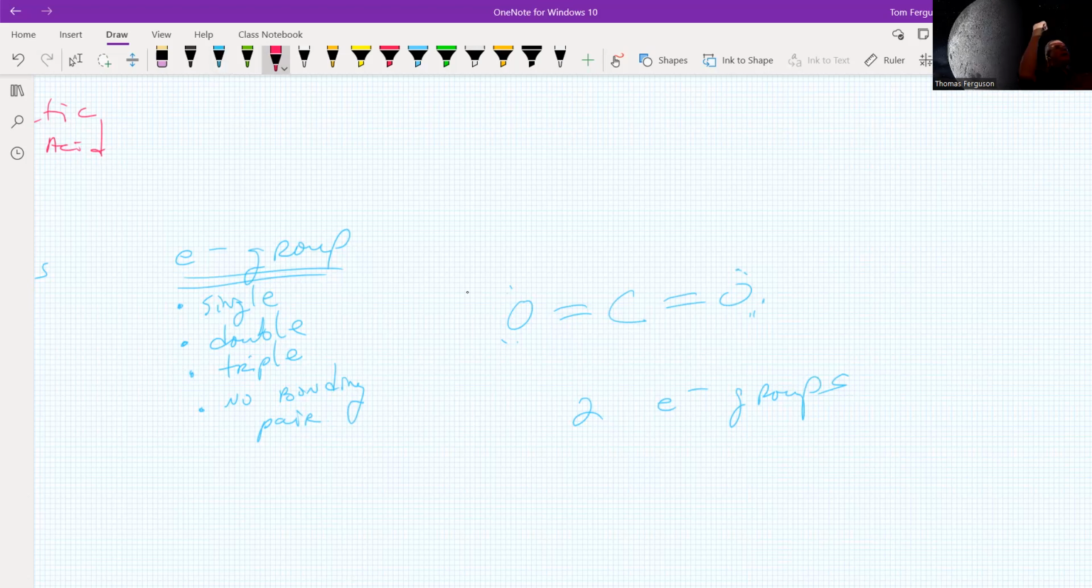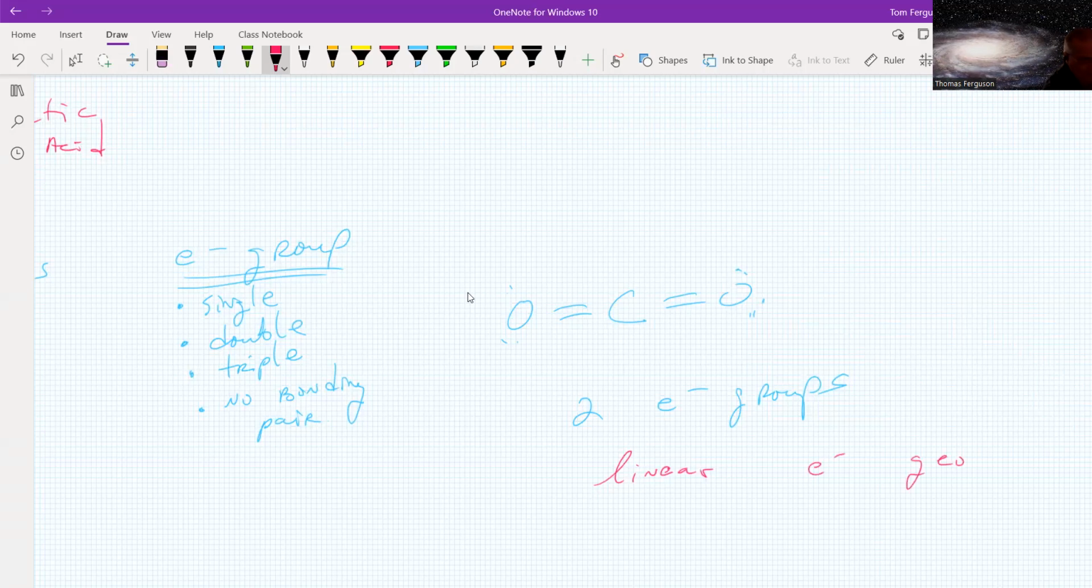Okay, when you have two electron groups, you have linear electron geometry. Just the way that carbon dioxide looks. It's linear, okay?